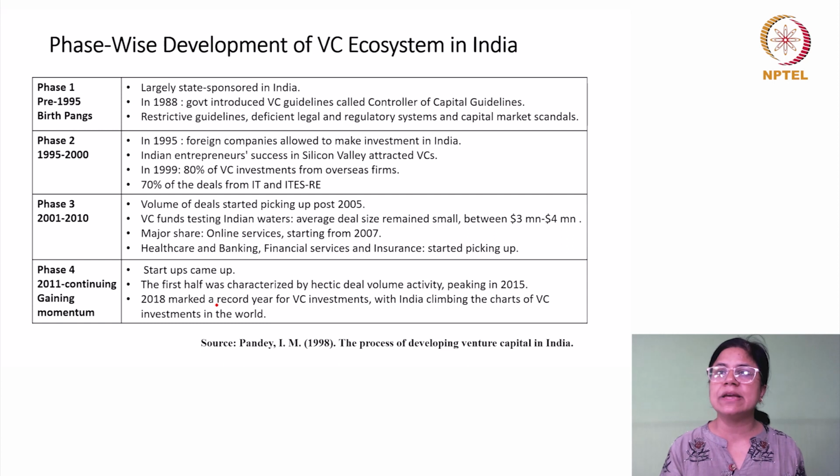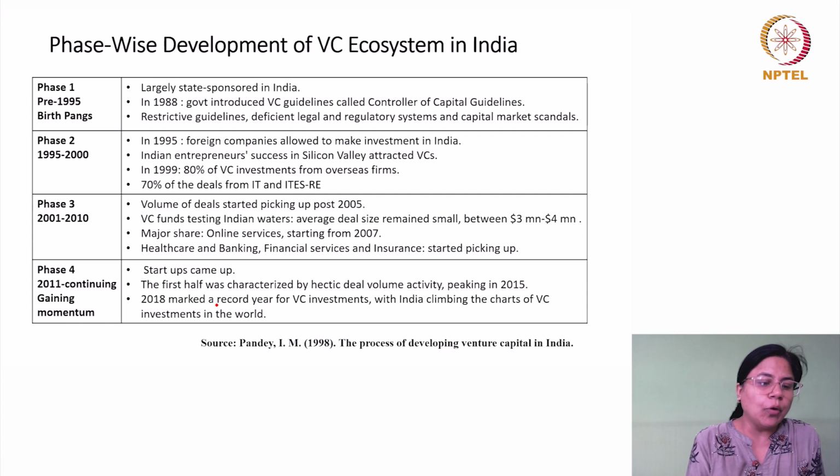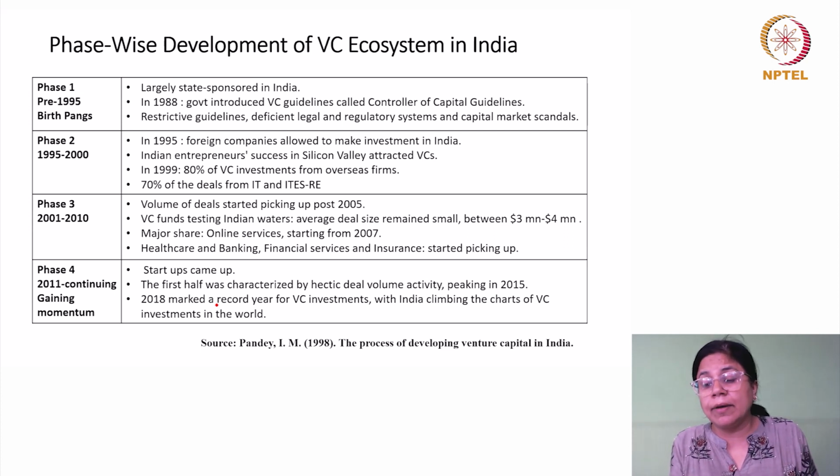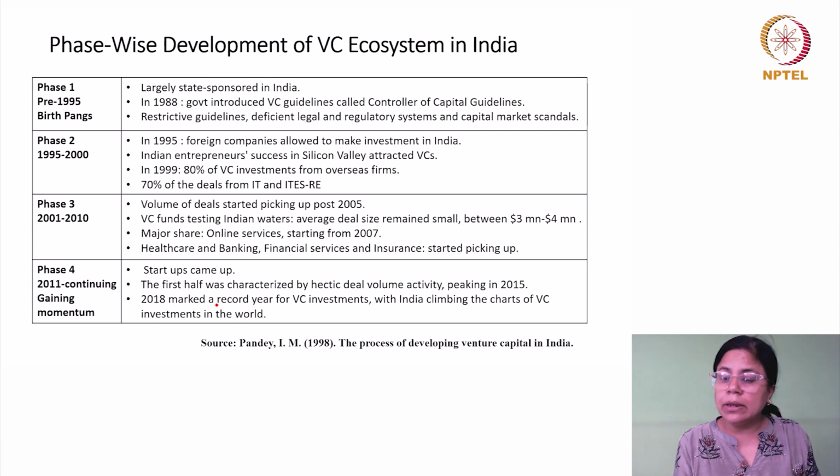In 1999, 80% of the VC investment was coming from overseas companies, and 70% of the deals were essentially related to the IT sector only. In phase 3, the volume of deals picked up, and the venture capitalists were looking at the Indian market, with the major attraction being healthcare, banking, financial services, insurance, etc. Now phase 4, again, is a phase when you realize that there is a lot of momentum in venture capitalist activities. Startups have come up. The first half is characterized by very hectic activity, peaking in 2015, and 2018 marked a record year for VC investment, with India climbing the charts of VC investment in the world.